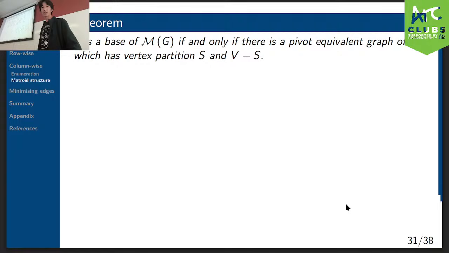Additionally, it's going to tell us more about pivot equivalent graphs. In particular, if we have some base S of the matroid of G, then there is some pivot equivalent graph to G, where S is the vertex partition. As before, we saw that B, C, and D was the base. That means there was a pivot equivalent graph to G, where B, C, and D form one side of the bipartition, and A, C, and E form the other side of the bipartition.